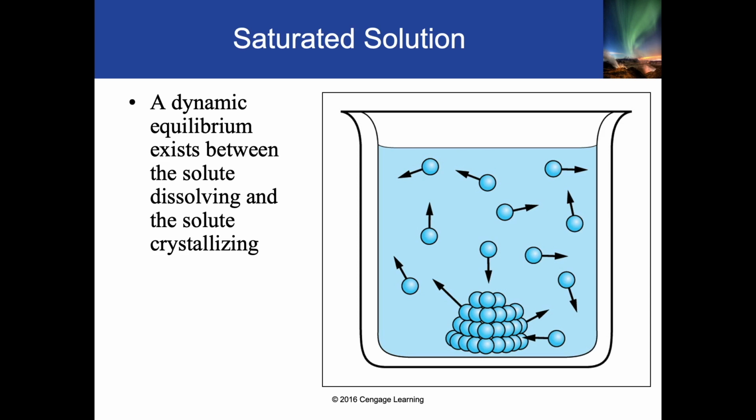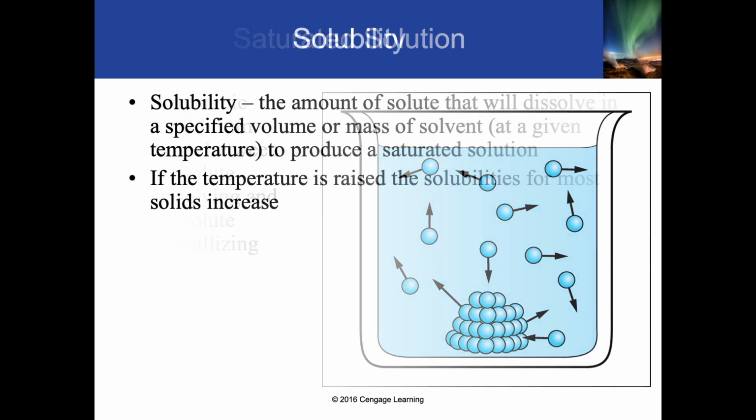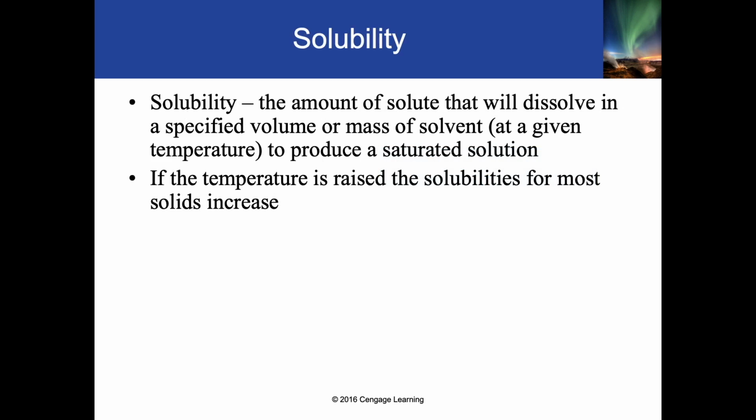Okay? That takes us to the term of solubility. Solubility is the amount of solute that will dissolve in a specified volume or mass of solvent to produce a saturated solution. So we saw a second ago that it was 36 grams in 100 mils of water. That's basically what the solubility of salt in water is: 36 grams out of 100 grams of water, okay?